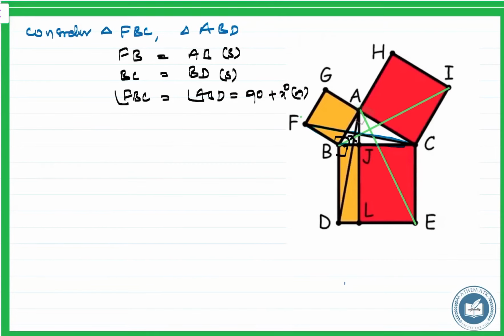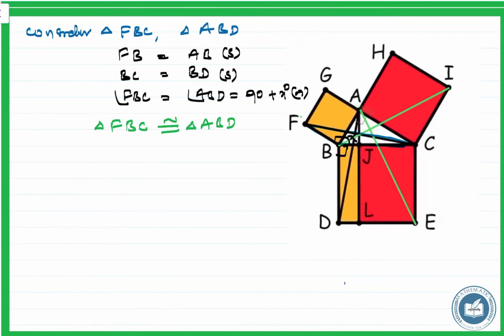Therefore we can say triangle FBC is congruent to triangle ABD. These two triangles are congruent, and two congruent triangles have equal areas.